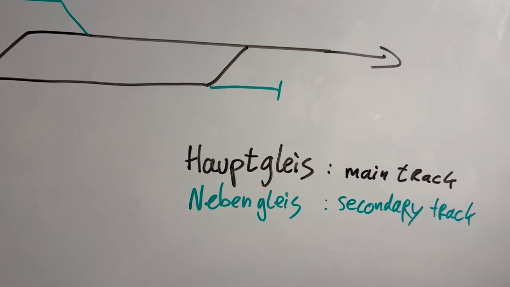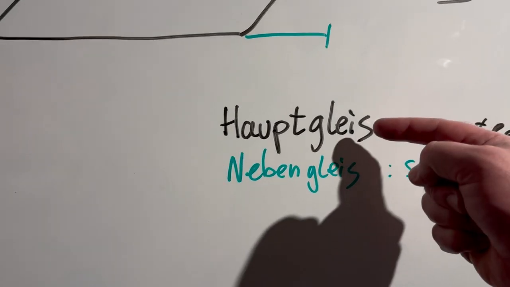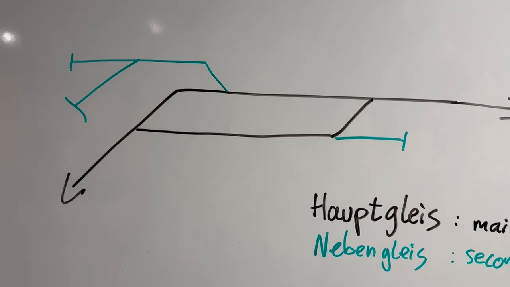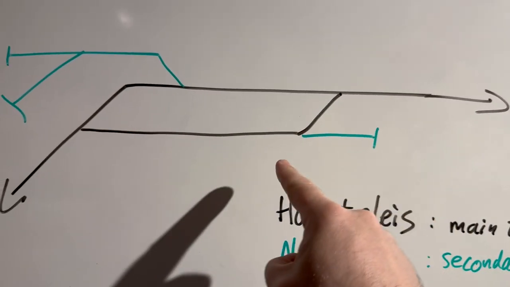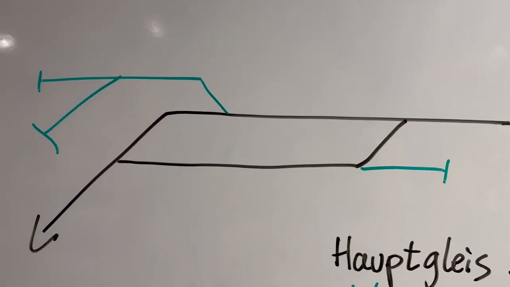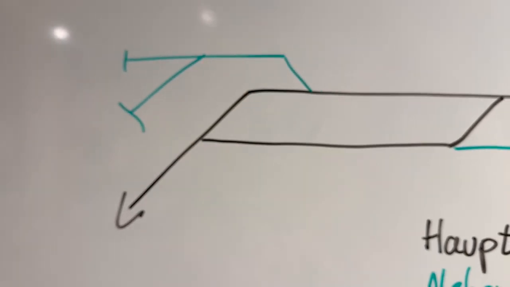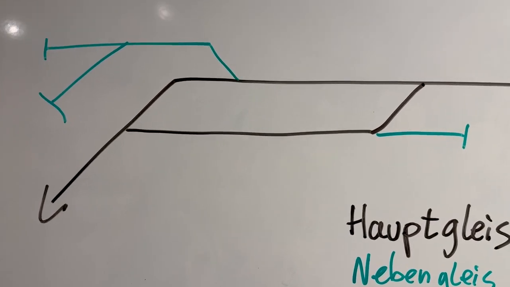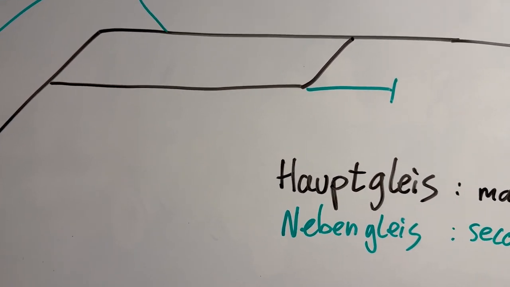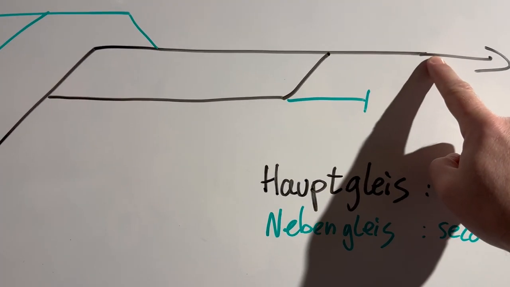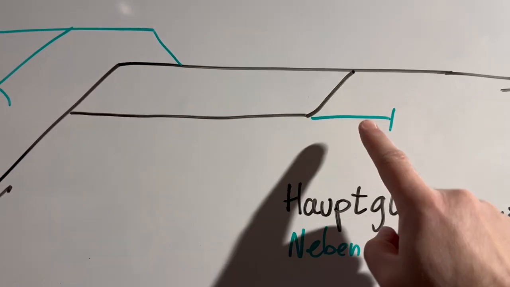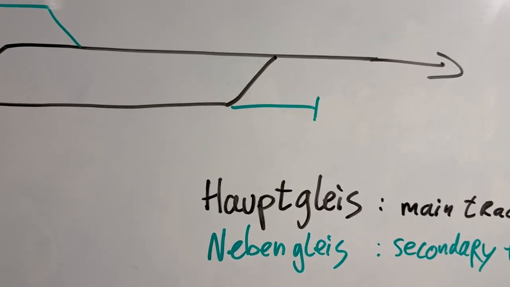In the German system, there's a difference between Hauptgleis and Nebengleis, so the main track and the secondary tracks. The main track, that's the black one, is for regular train traffic between the stations. And the secondary tracks are only for local switching movements inside the station. So it is important in this system to safeguard the main track from anything that might happen on a secondary track. So there are a couple of safety measures, two especially.